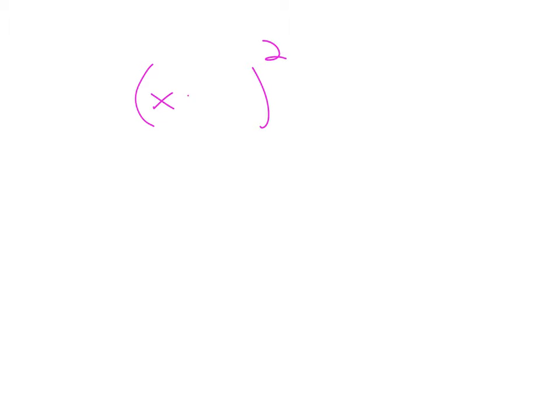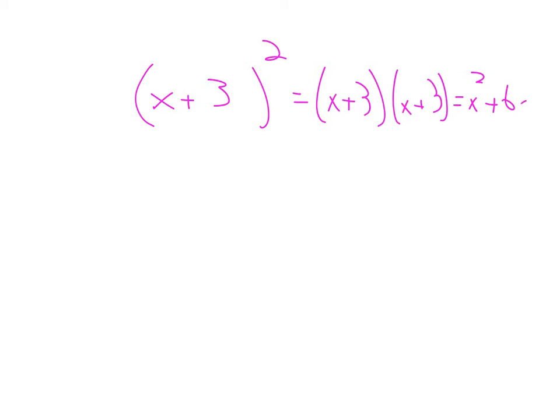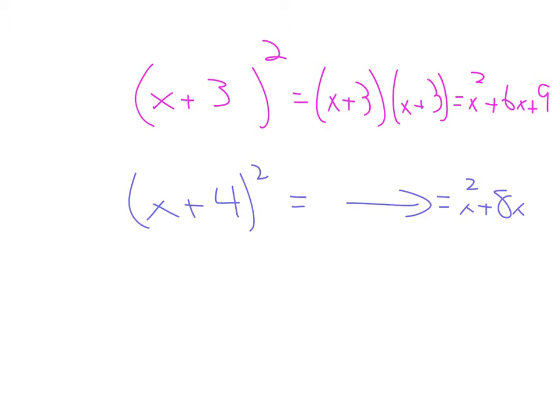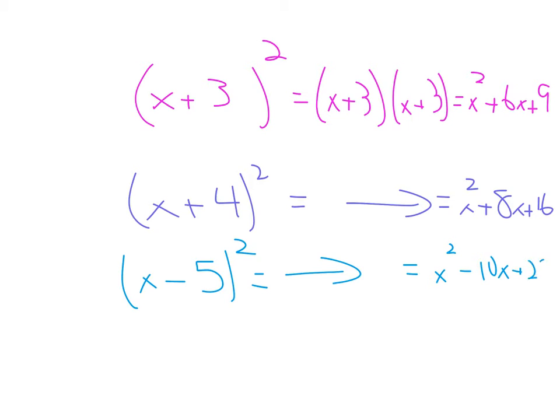So, the first thing I want to look at is some patterns. If I take that, that's really this. And if I multiply that out, that'll get x squared plus 6x plus 9. If you don't believe me, feel free to do it yourself. If I do that with x plus 4 squared, I want to skip the middle step. That's going to be x squared plus 8x plus 16. If I do it with x minus 5 squared, I just change it to minus so you have another one. That's going to be x squared minus 10x plus 25.